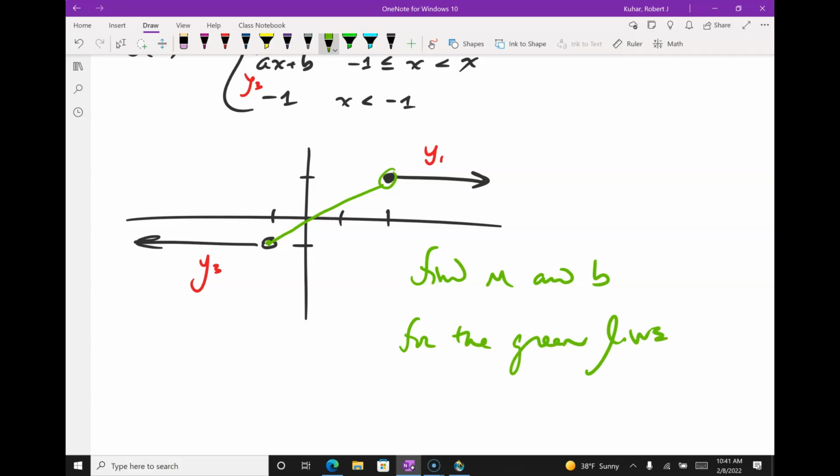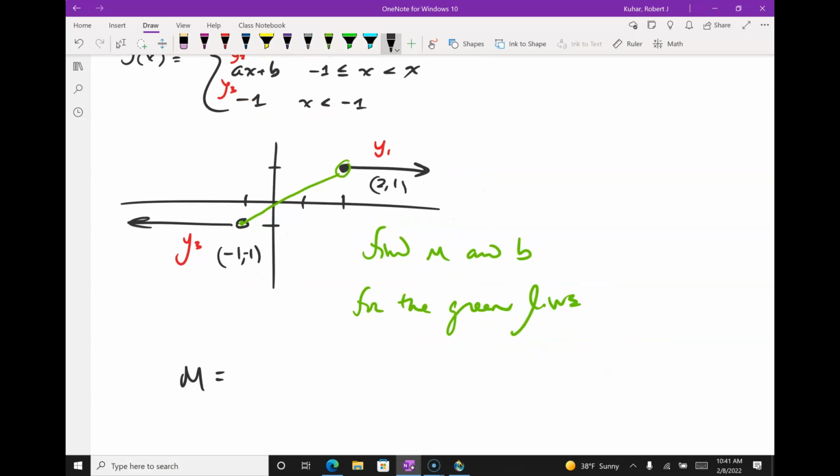Who's got an idea for me? What can I do? Well, the slope is easy, right? Don't I have 2 points? What's the left point? -1, -1, right? And what's the right point? 2, 1, yes?